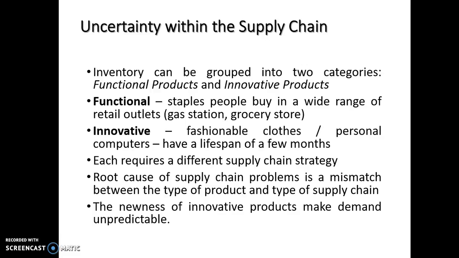The root cause of a lot of supply chain problems is a mismatch between the type of product and the type of supply chain. The newness of innovative products makes demand prediction unpredictable, unless we have enough historical data for innovative products of similar kind to compare and benchmark against.